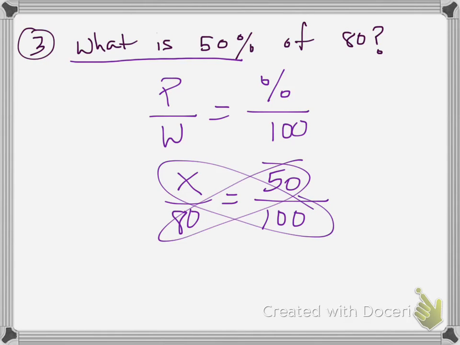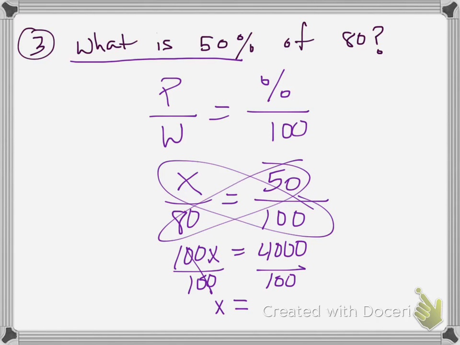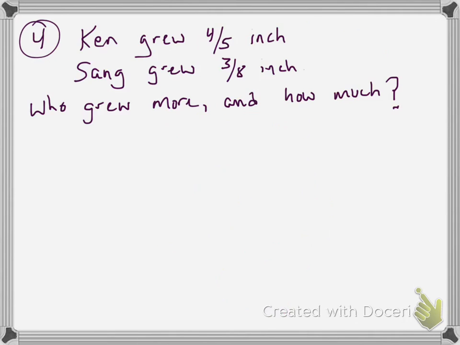Now I'm going to cross multiply, and on one side I'll have 100x, and on the other side I'll have 4,000. Divide by 100, divide by 100. These are going to cancel, leaving me just with x, and 4,000 divided by 100 is 40. So 50% of 80 is 40.